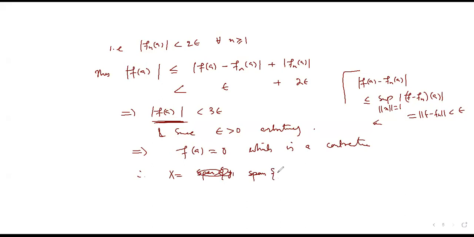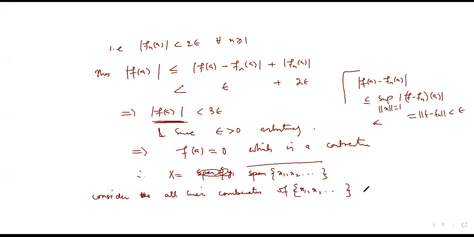span of x1, x2, so on and so forth. Now consider the span of, consider all linear combinations, finite linear combinations, वही तो finite ही मतलब है, all linear combinations of x1, x2 with scalars having rational real and imaginary parts.